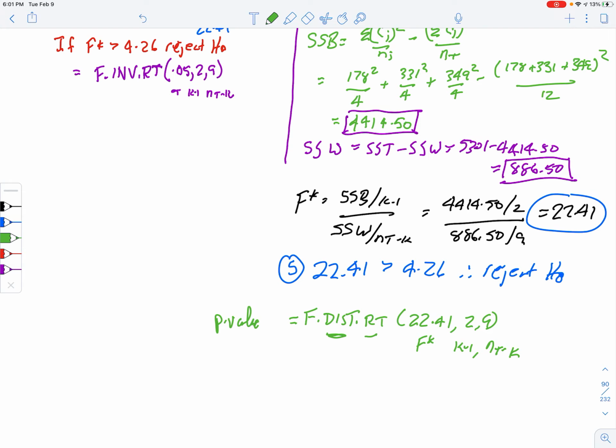We are not actually done with this problem, because we have to find out which mean or means differ from each other. And that will be in the next video.